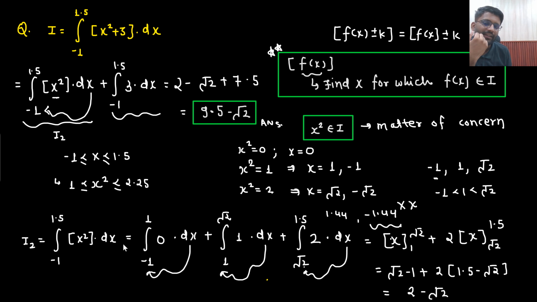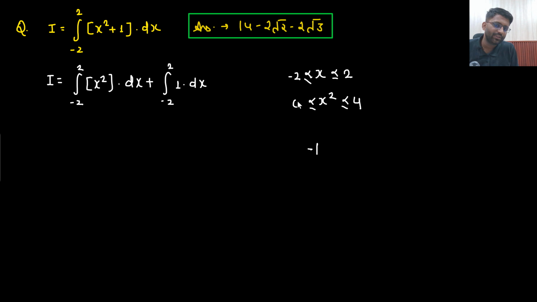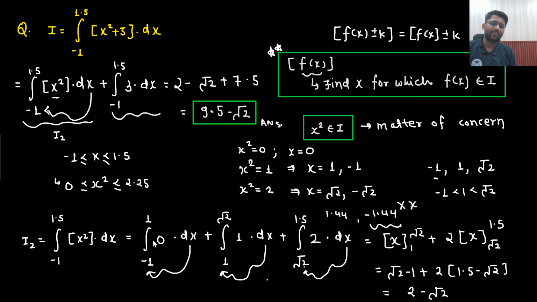Okay, but here we did the blunder. Here I should have written x square would go from 0 to 2.25, not from 1 to 2.25. All the negative values will become positive values. So what will be the least positive value? That will be 0. So x square would go from 0 to 4. Is that clear to you? This was a blunder from my end.